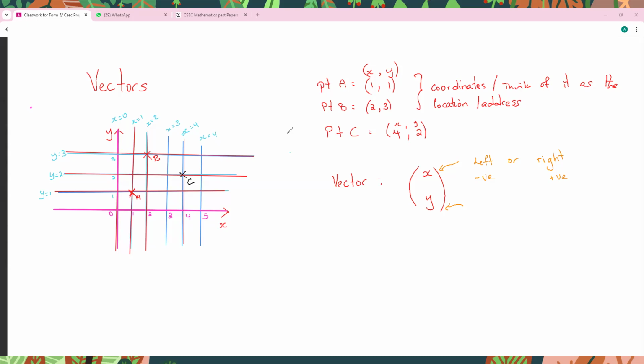Good evening. All right, so today we're looking at factors. But before we look at factors, we're starting off with a little understanding of the coordinates and points.